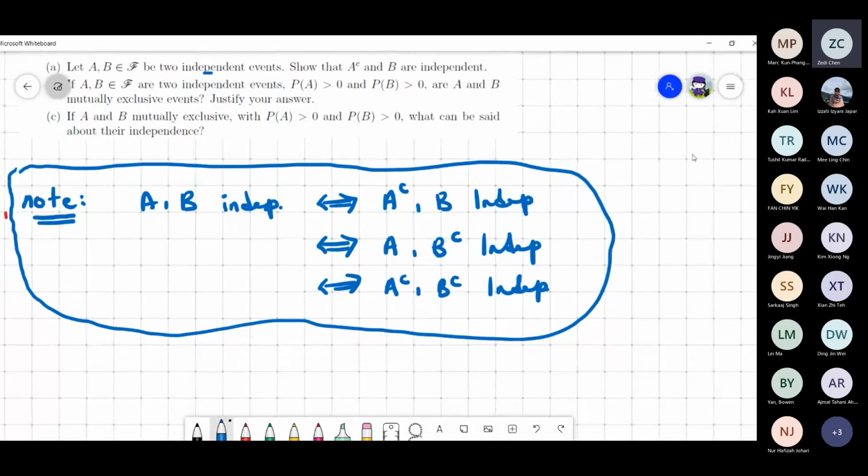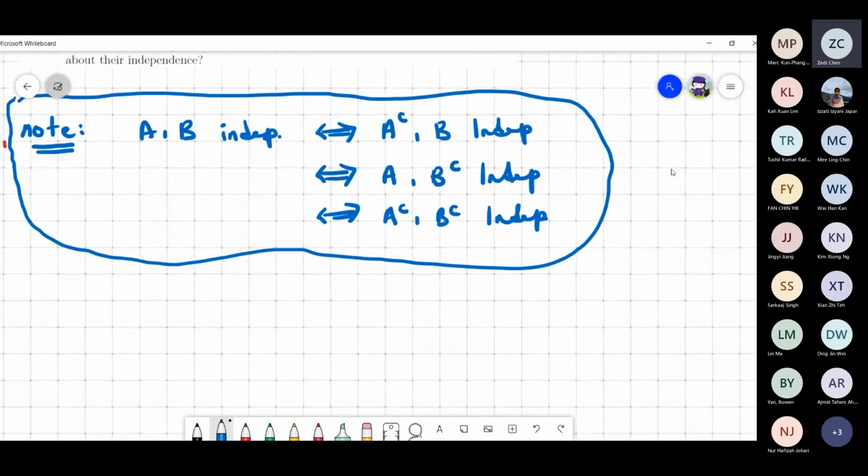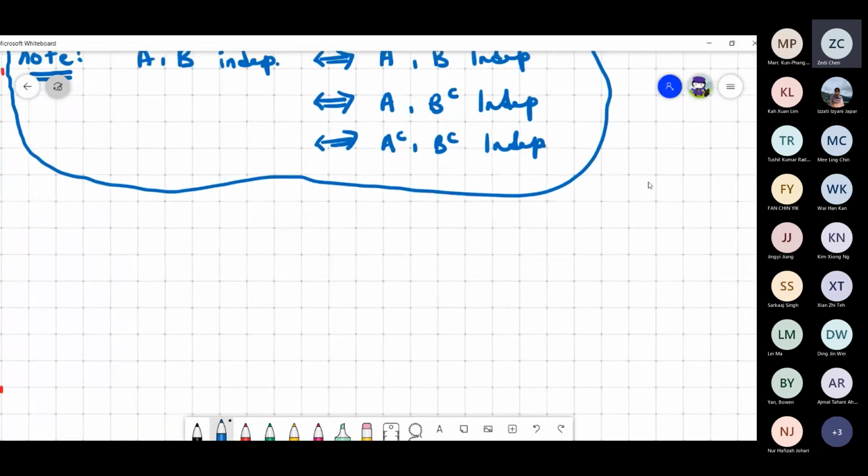I'm reading your message. I can't remember who posed the question. They said they couldn't understand the proof. Actually, the idea is not difficult. So let's look at the question first. Question 1A.